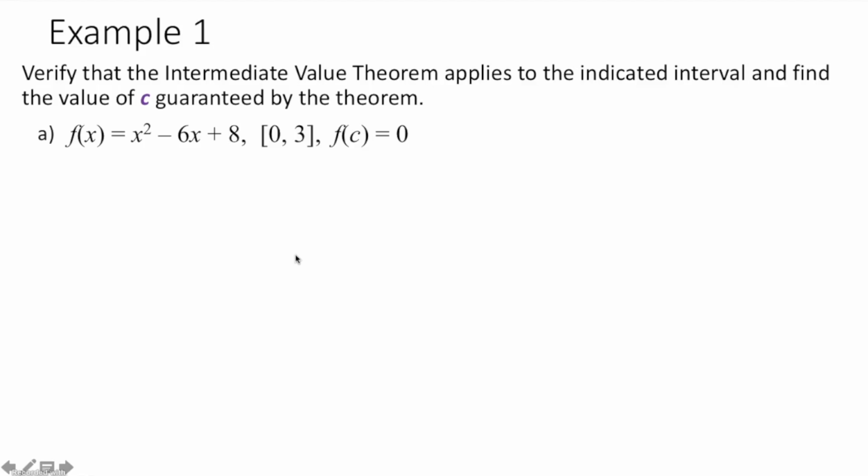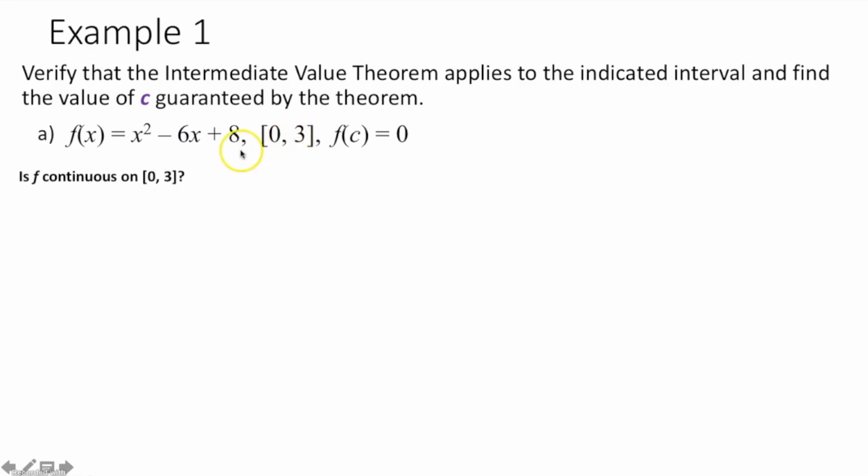Example time. Example 1 says verify that the intermediate value theorem applies to the indicated interval and find the value of c guaranteed by the theorem. So the first thing we're going to do is say, is f continuous on the closed interval 0 to 3? Because that's the interval we're working with.